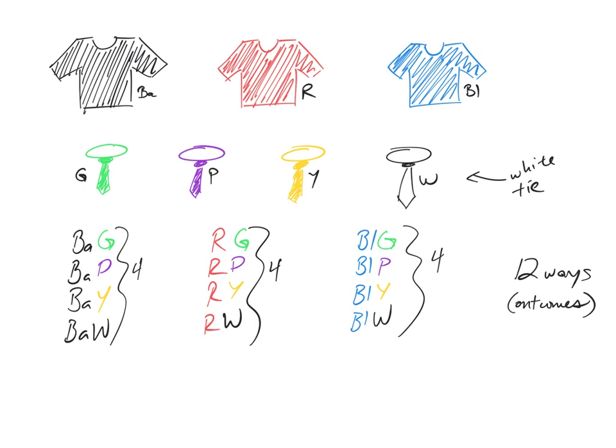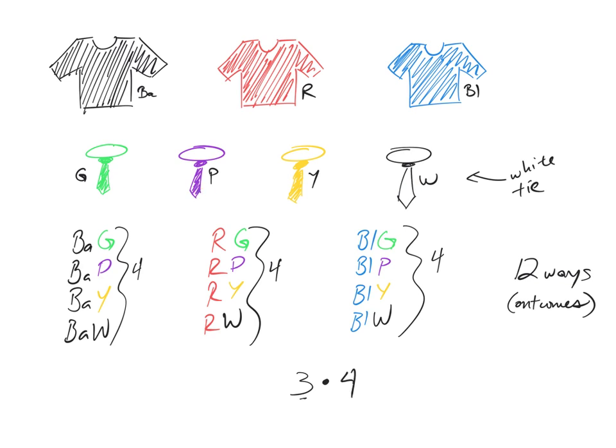But it just would have been so much easier, right? The first experiment we would run is picking a shirt. How many different ways could we have picked a shirt? We could have picked a shirt one of 3 different ways: black, red, or blue. Times how many different ways could we have picked a tie? The second experiment would be picking a tie, and we would have one of 4 choices there: green, purple, yellow, white.